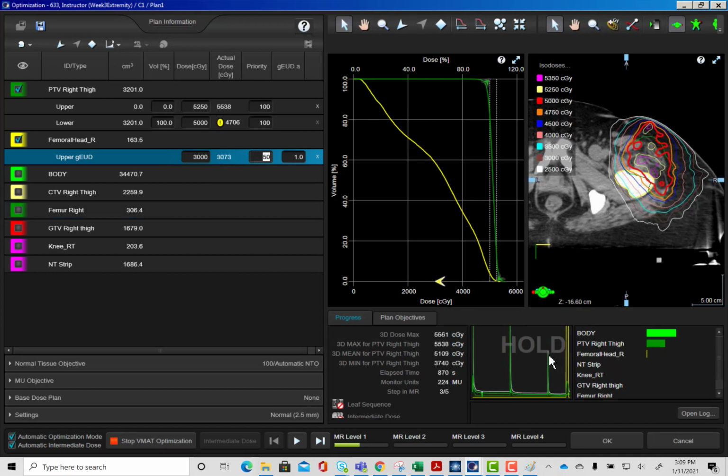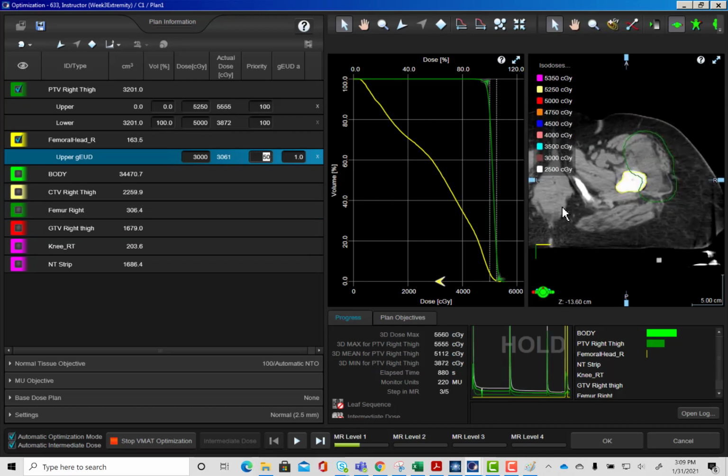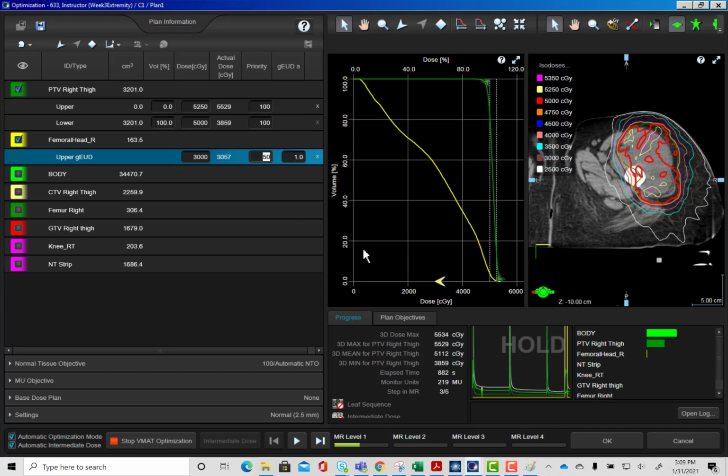You hear a lot of dosimetrists talk about your plan blowing up or something like that, and I know in some other treatment planning systems you can kind of ruin your plan and not get it back, but Eclipse in general, if you give it time, it'll work its way back to where it was. So again, it came right down to 3,000, no problem.